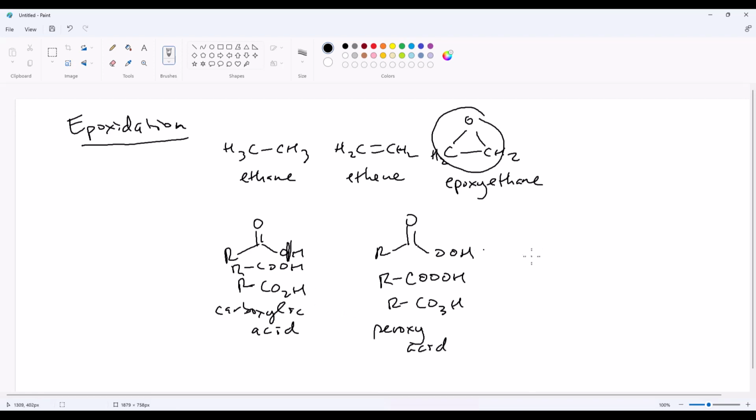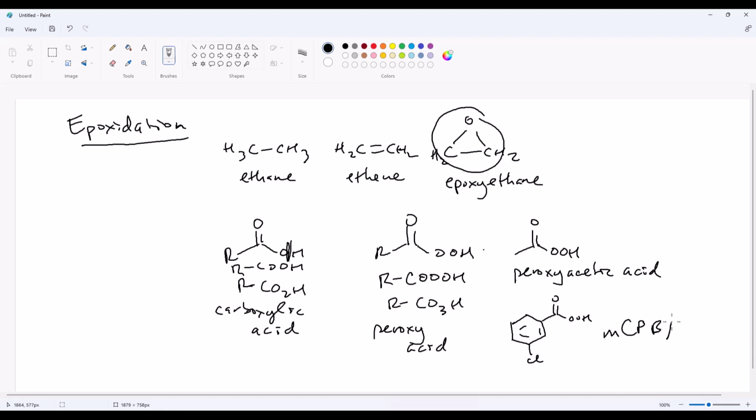So a common peroxy acid is where this R group is methyl. So this is called peroxyacetic acid. Another common one that's a specialized reagent, but used in particular for epoxidation, is this peroxy acid here, which is called metachloroperoxybenzoic acid, or abbreviated as MCPBA. So MCPBA would be an appropriate epoxidizing agent to write on an exam, for instance. So using these two reagents, we can convert alkenes into epoxides.